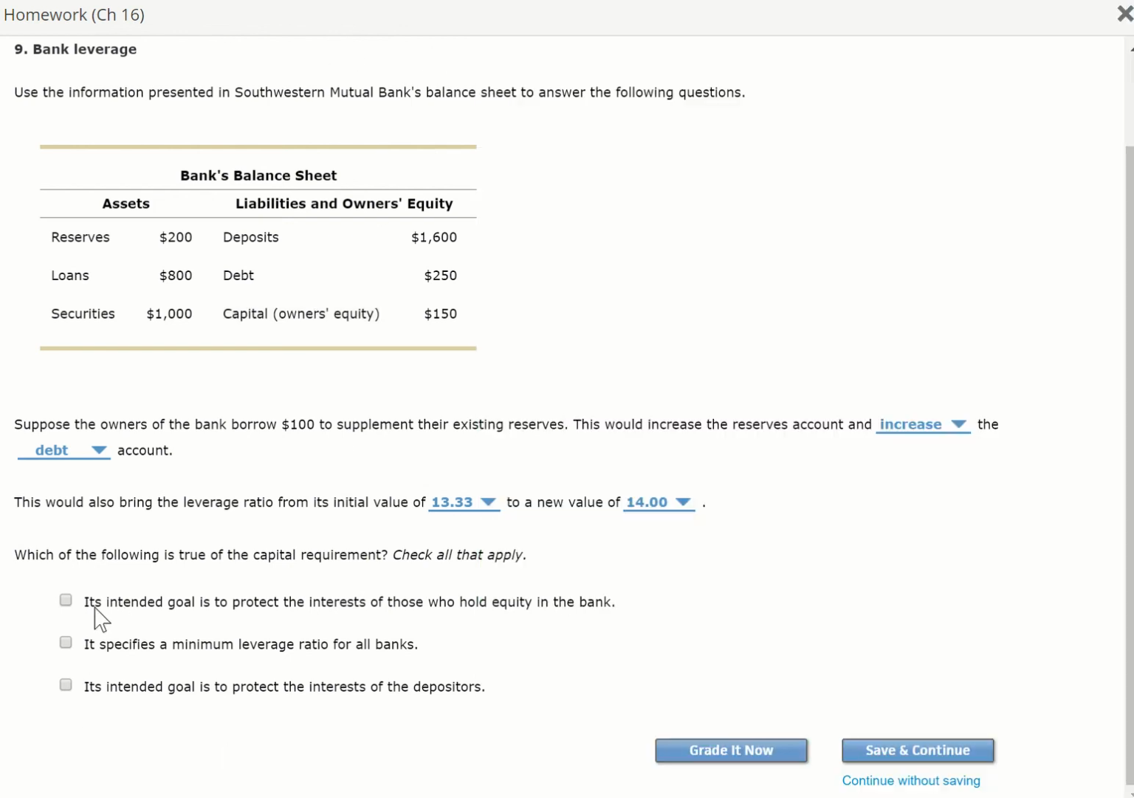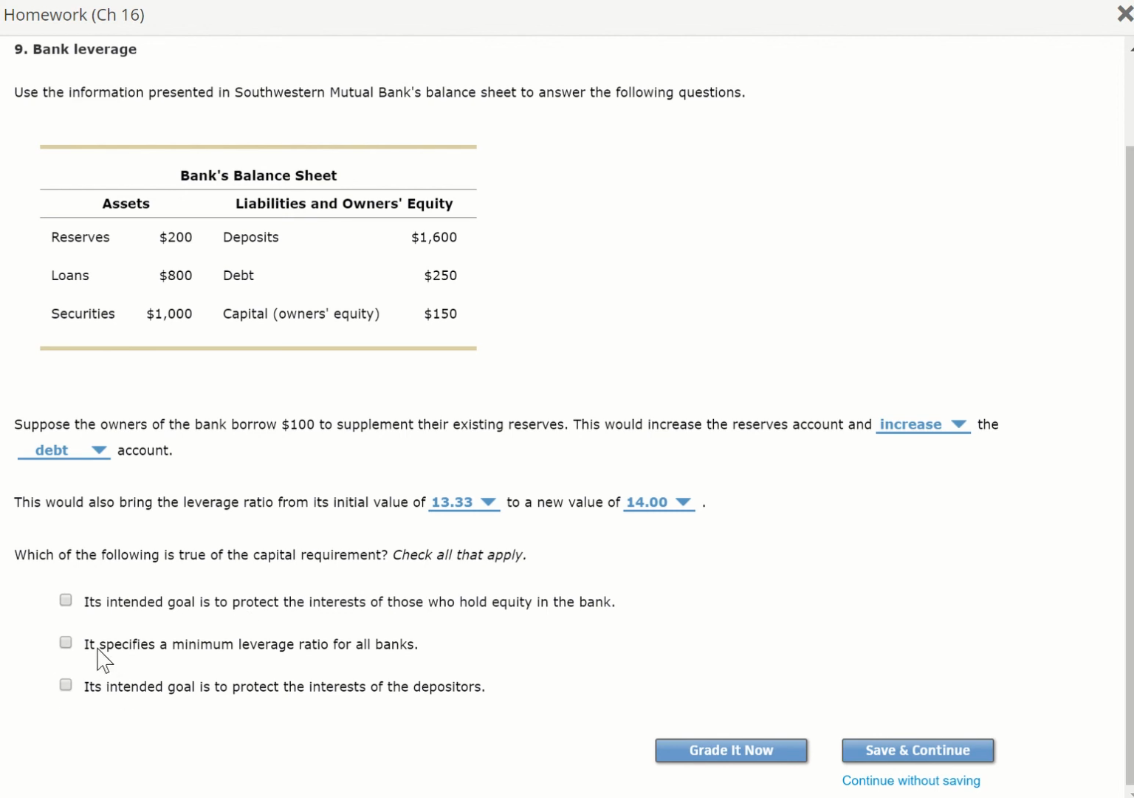First, the intended goal is to protect the interests of those who hold equity in the bank. This is false, because the goal is not to protect the owner of the bank. The goal is to protect everybody else in the bank, your depositors and the people who are lending money to the bank. So that one is false.